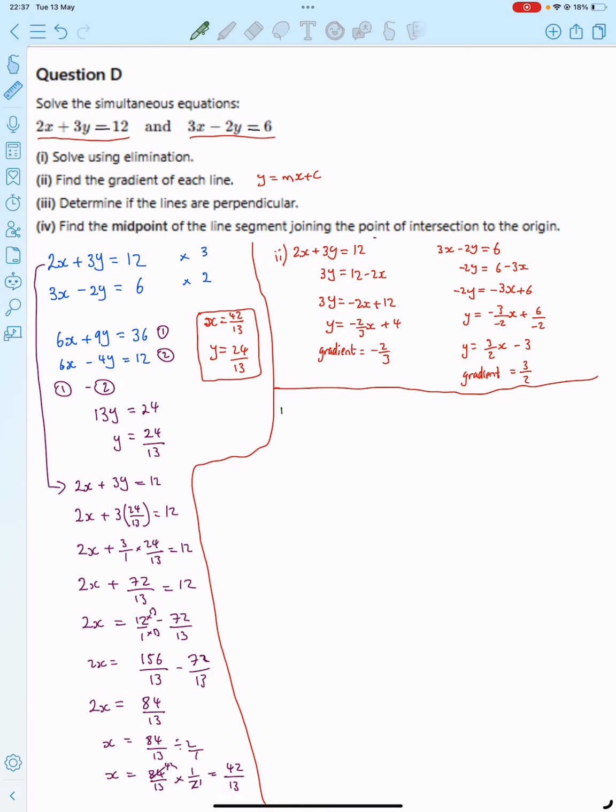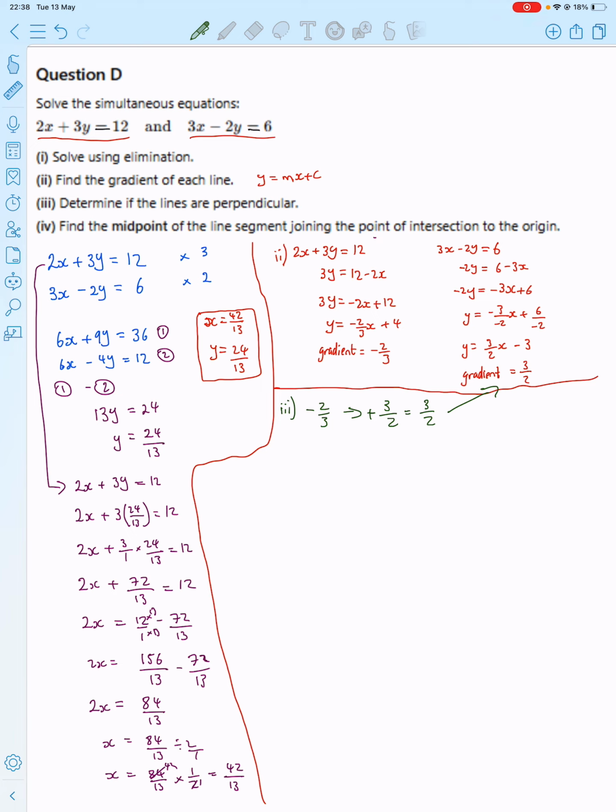Now part 3 is saying determine if the lines are perpendicular. Well, to determine if the lines are perpendicular, the gradients need to be negative reciprocals of one another. So minus 2 over 3. If we take the reciprocal, that is 3 over 2, and then change the sign. In this case, it's minus, so it becomes a plus. So just 3 over 2, and that is the gradient of this. So happy days, they are negative reciprocals of each other.